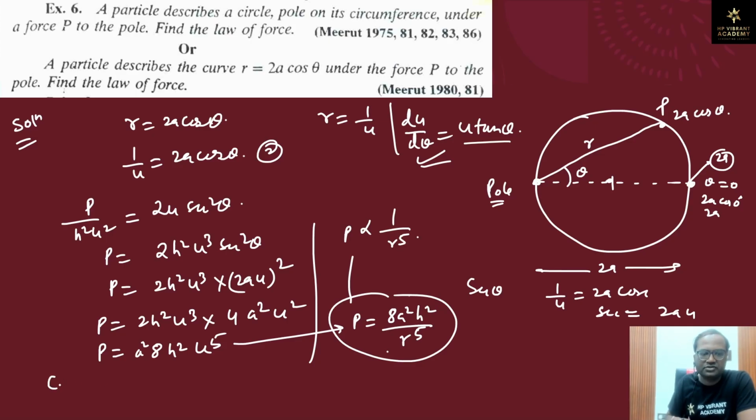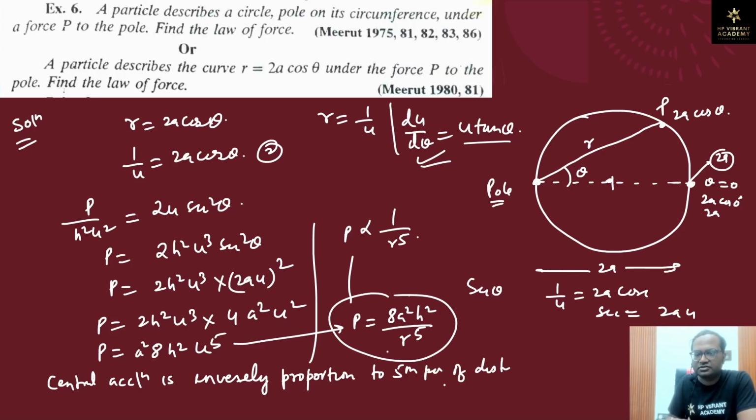So we have the central acceleration. Central acceleration is inversely proportional to fifth power of distance of point from pole. Okay, so we will discuss further questions in the next lecture. Thank you.